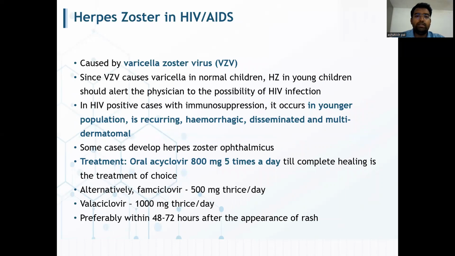Now, herpes zoster in AIDS is caused by varicella zoster virus. When there is immunosuppression, herpes zoster, which usually appears in people of older age groups, would appear in younger people with recurrences, hemorrhagic lesions, dissemination, and multi-dermatomal involvement. The treatment is oral acyclovir 800 mg 5 times a day till there is complete healing. Now, there is no defined time limit here, just till there is complete healing.